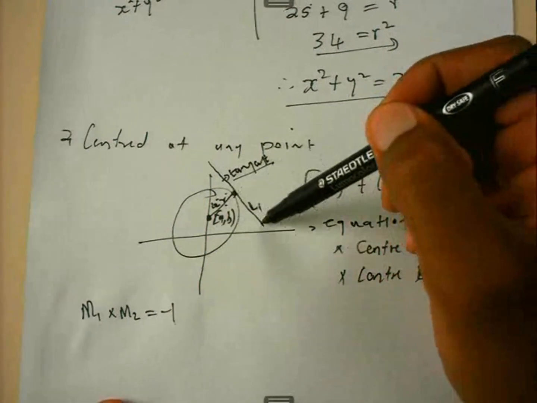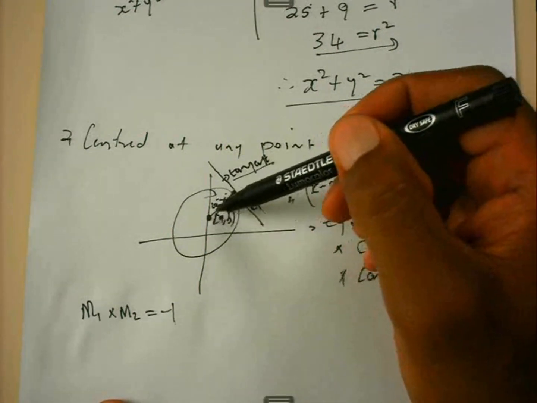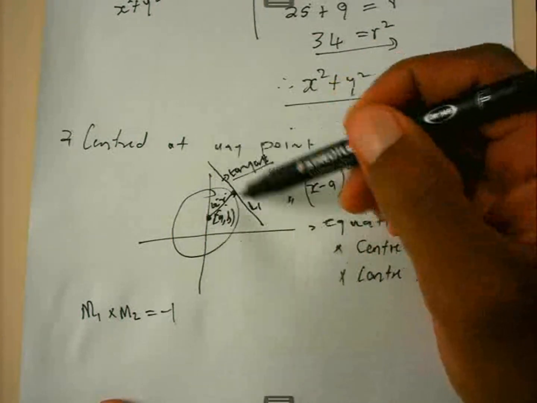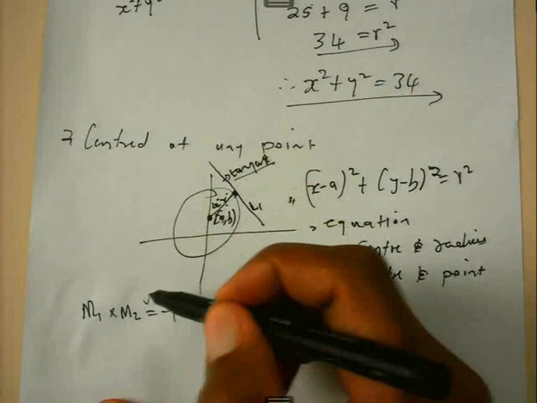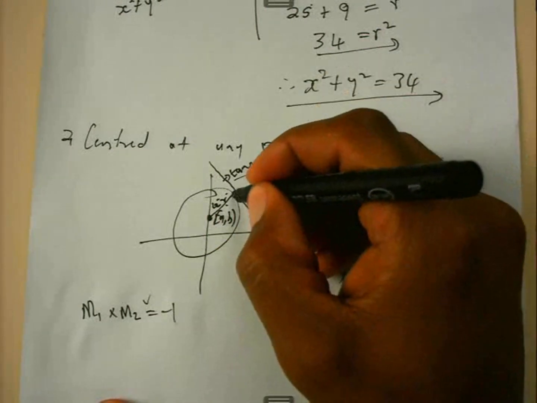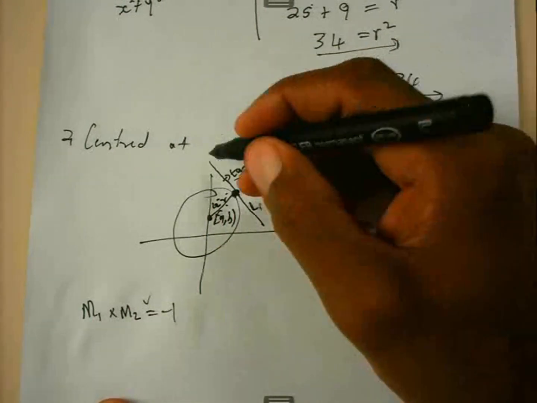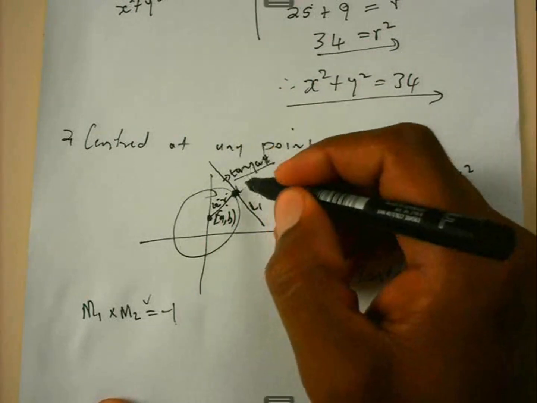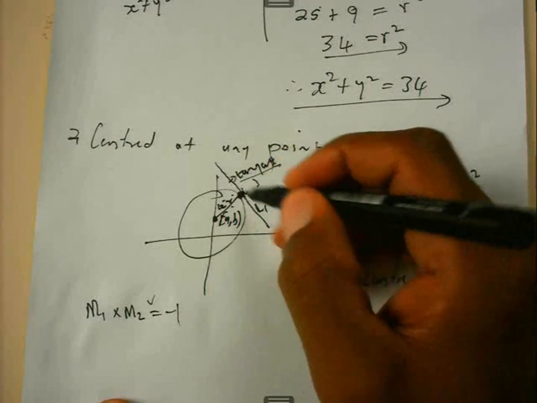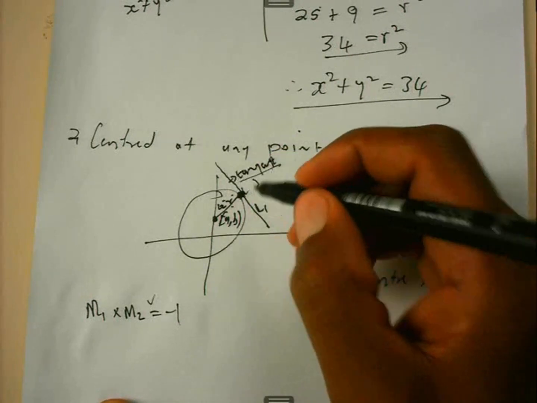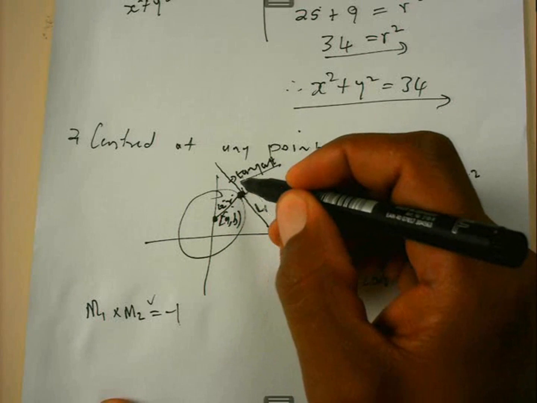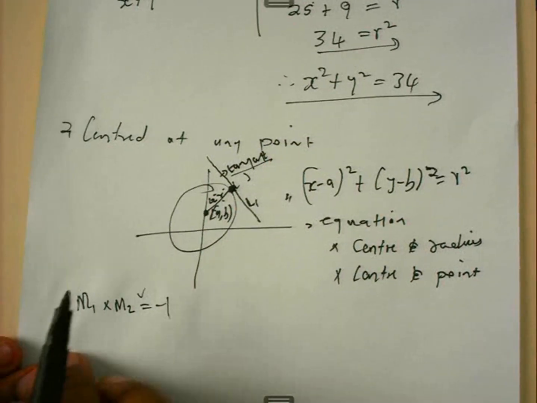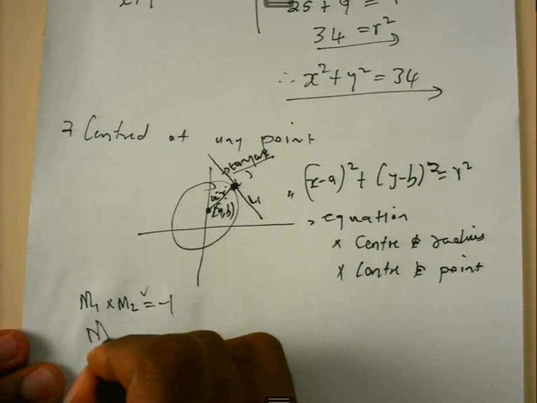Therefore, if we have the gradient of the radius, then it will be easier for us to find the gradient of the tangent. Why do we need this? Because you'll remember that the tangent touches the circle at only one point. Therefore, if you have only this point here, it won't be easy for you to determine the gradient of the tangent. That is why we need the radius, because you know that the radius is perpendicular to the tangent.